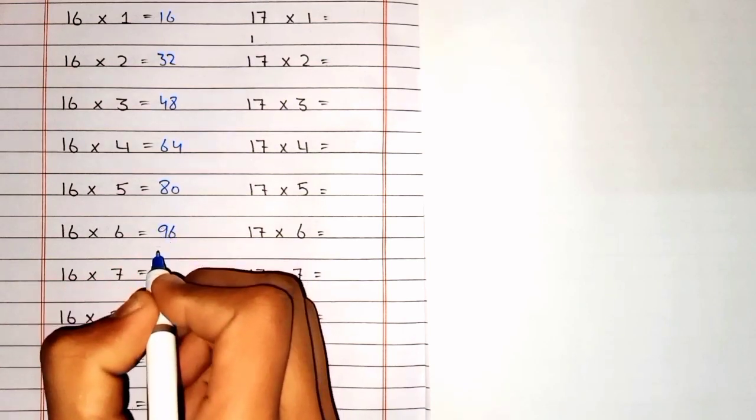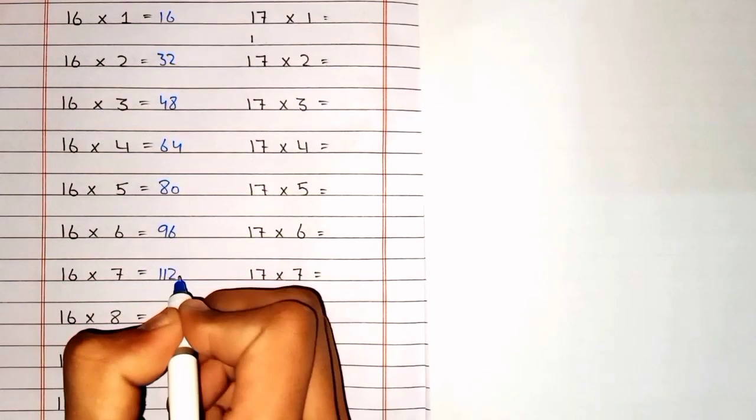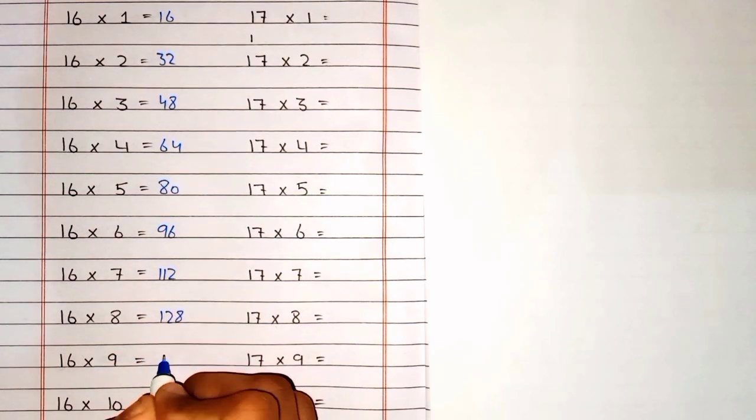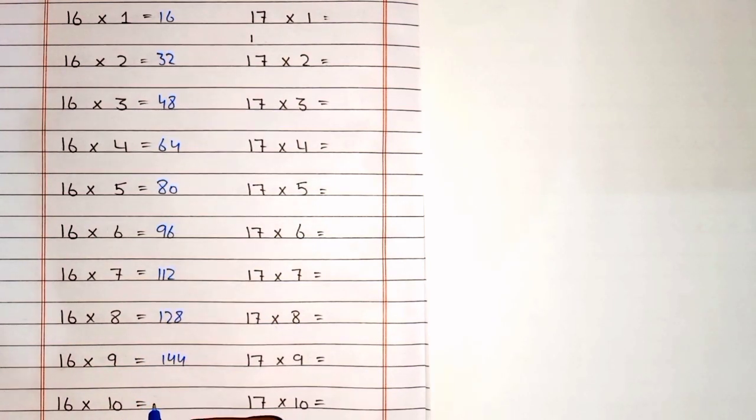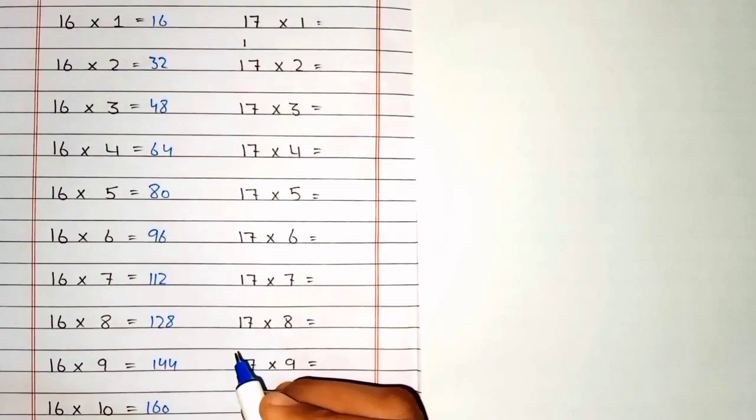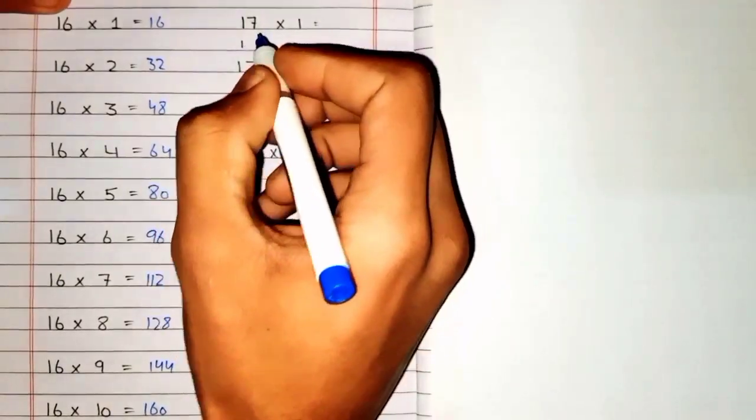Table of 16. 16 ones are 16, 16 twos are 32, 16 threes are 48, 16 fours are 64, 16 fives are 80, 16 sixes are 96, 16 sevens are 112, 16 eights are 128, 16 nines are 144, 16 tens are 160. Table of 17.